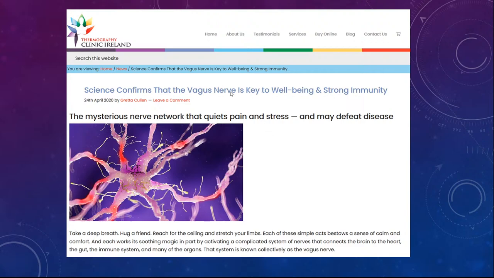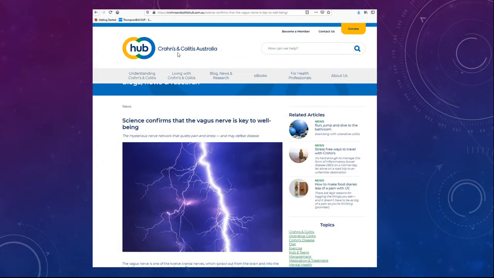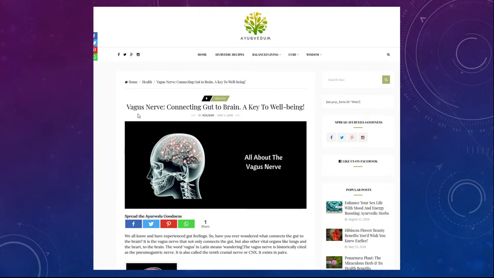And so when we go and we see articles like this, where all of a sudden they're starting to recognize the importance of the vagus nerve and the autonomic nervous system. I mean, excuse me, but I've been doing this now for 40 years with sound waves. Here's another one. Crohn's disease and colitis. Science confirms that the vagus nerve is the key to well-being, a mysterious nerve network that quiets pain and stress. Here's another one. Science confirms that the vagus nerve is the key to well-being. Vagus nerve connecting the gut and the brain, a key to well-being.